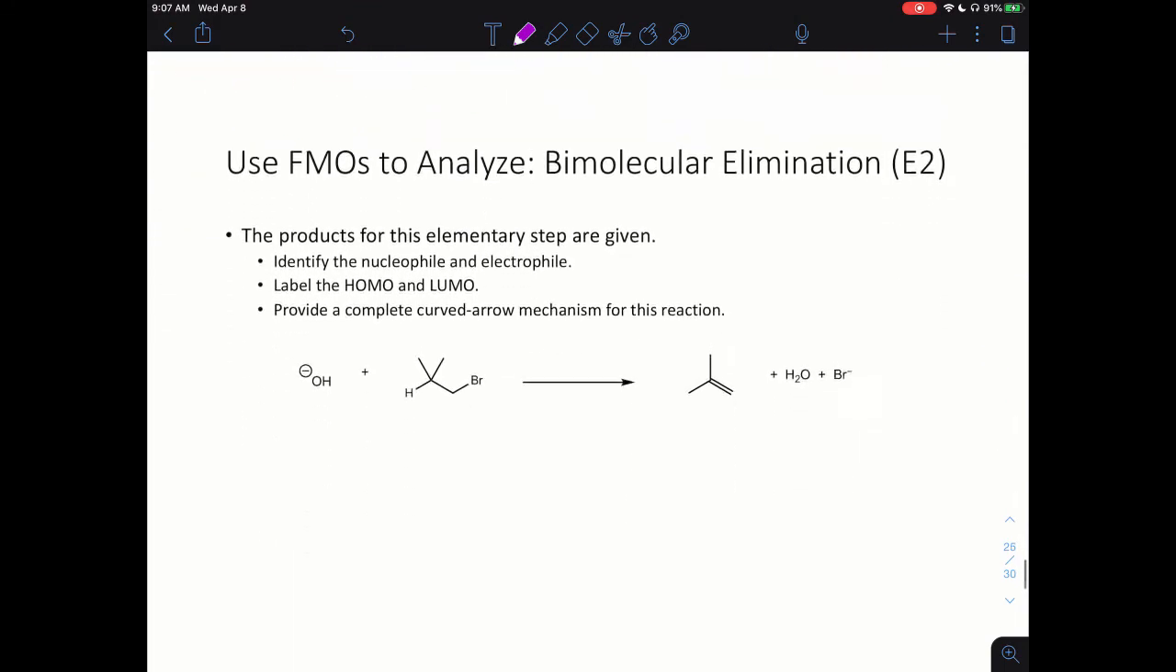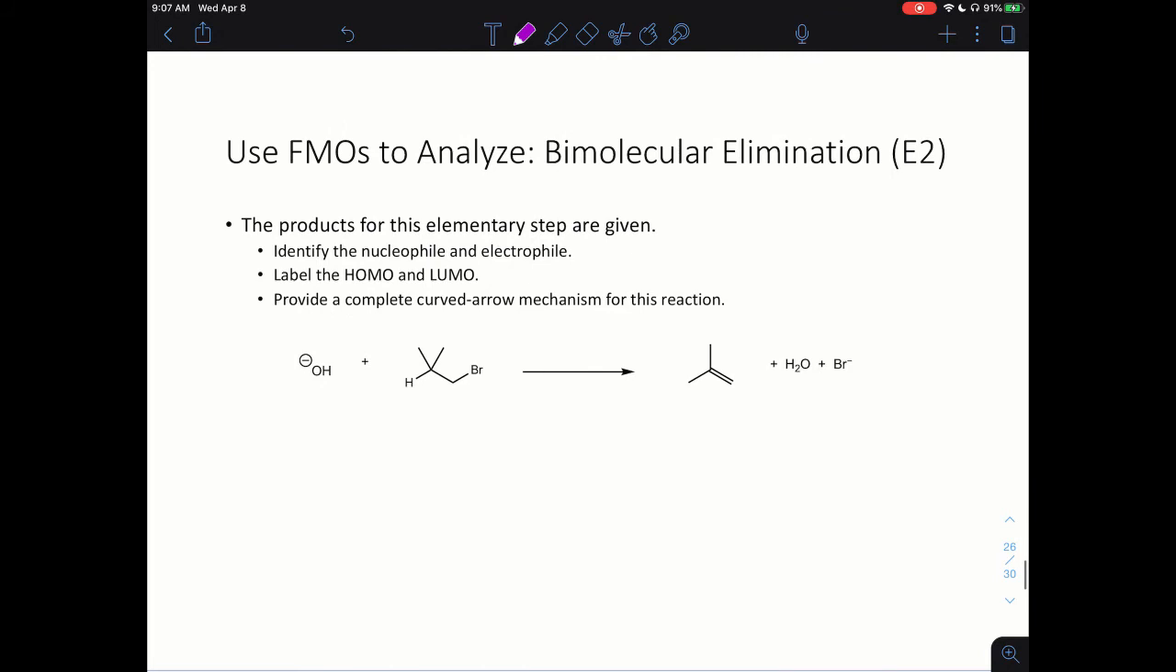Now we have one more. If you're keeping track, there's 8 elementary steps. I know this is a super long video. I'm sorry for that. But we're going to look at this 8th elementary step, and it's called bimolecular elimination. So this one is going to be actually pretty hard to predict with FMOs. I've given you the products. So now that I've given you the products, see if you can identify the nucleophile, electrophile, HOMO and LUMO that are involved, and just at a minimum, provide a complete curved arrow mechanism.